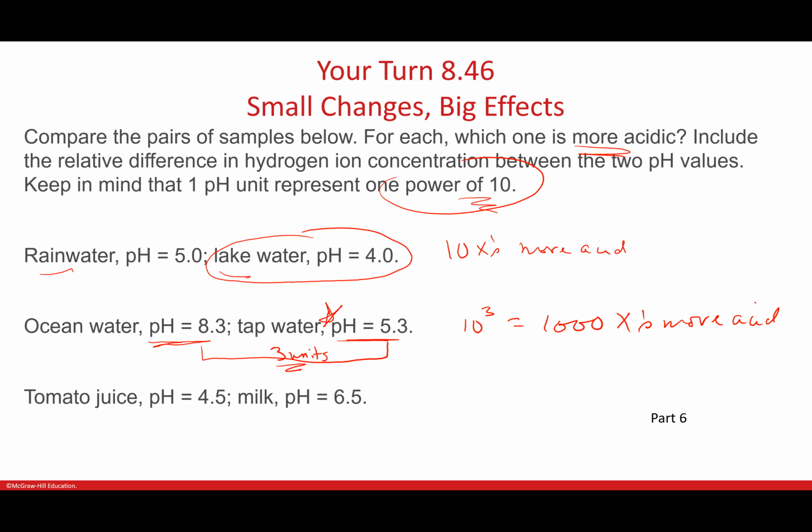So let's break up the next one. Which one's more acidic, Glenna? Tomato juice at pH 4.5 or milk at pH 6.5? Tomato juice is more acidic. Breaking it up, how many pH units are there between these two, Autumn? There are 2 units. So on to you, Natalie. If there are 2 powers of 10, how many times more acidic is tomato juice than milk?